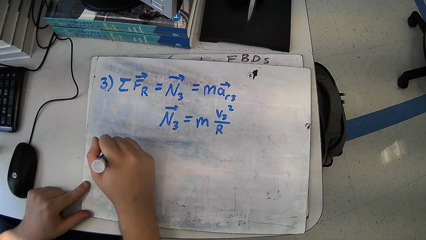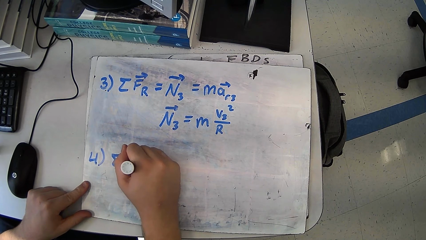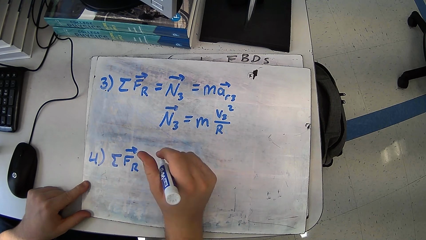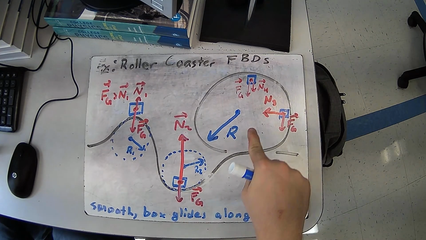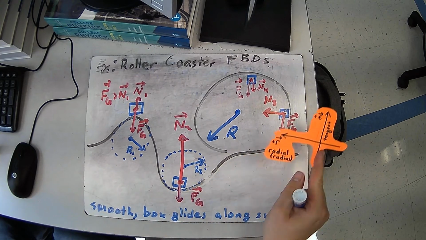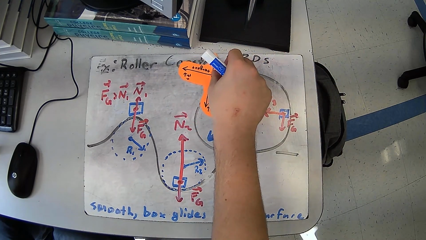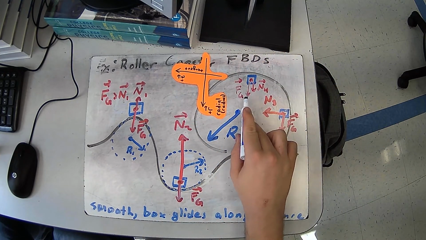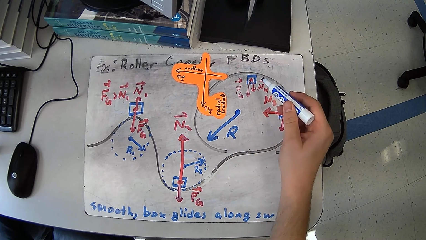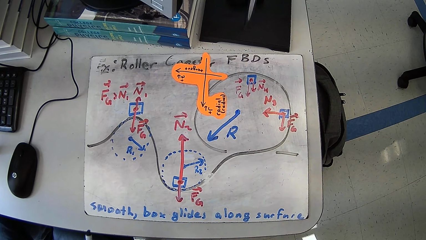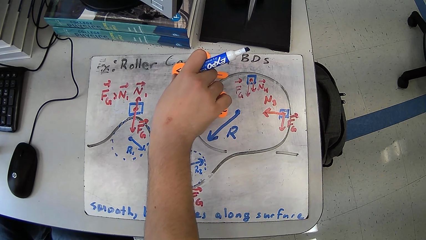And then number 4, the sum of the forces in the radial direction is equal to, let's see, in toward the center of the circle, that's down. And we have 2 forces that point in toward the center of the circle. They'll add together. And there's nothing that we need to subtract off pointing away from the circle.